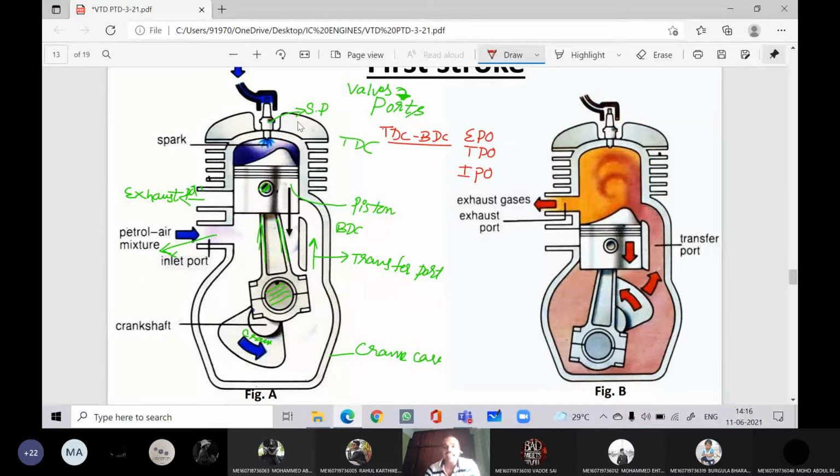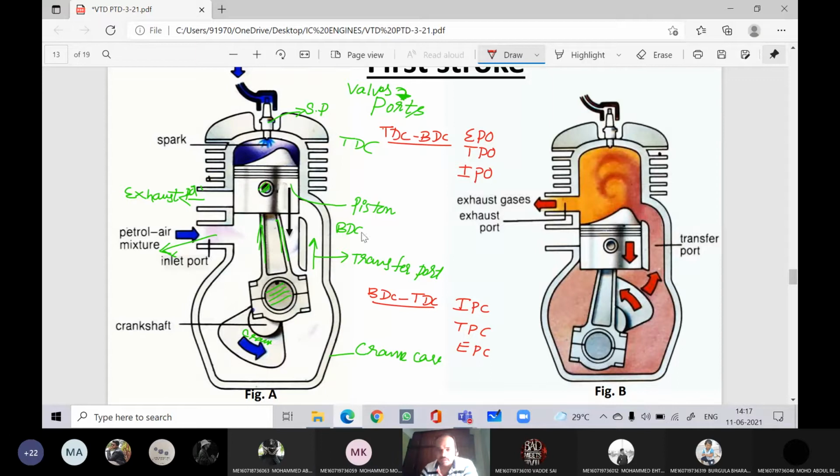Now, during the return stroke of the piston, that is when the piston is moving from BDC to TDC, what will happen? Tell me first. First, the inlet port closes, right? Then the transfer port closes, then the exhaust port closes. Clear till now, all of you?